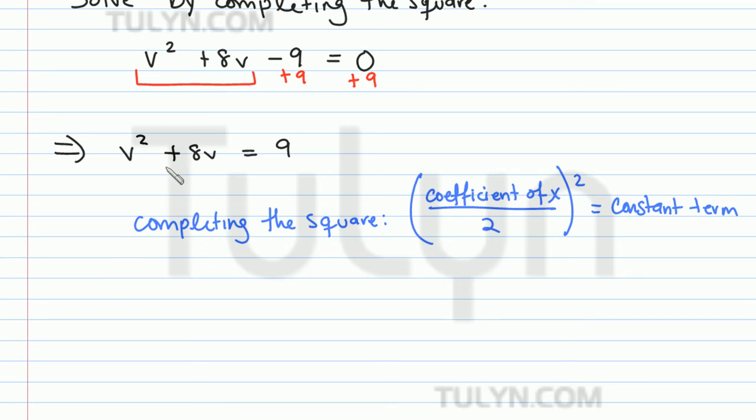Knowing that the coefficient of x, or the coefficient of v in this case, is positive 8, we take 8, divide that by 2, and then square it. So this becomes 4 squared, which is equal to 16.